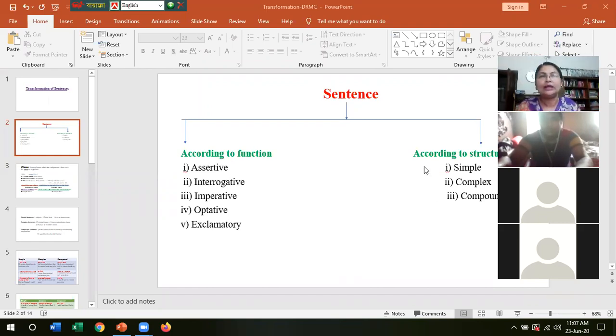Well, while answering a transformation of sentence, you will have to face different types of activities, like from assertive to interrogative, or assertive to imperative, or assertive to exclamatory, and vice versa, that is exclamatory to assertive. And another form is simple to complex, or simple to compound, then complex to compound, or compound to simple, etc. And then another type, that is change of voice and degree, comparison of degree. These types of things are set in the question.